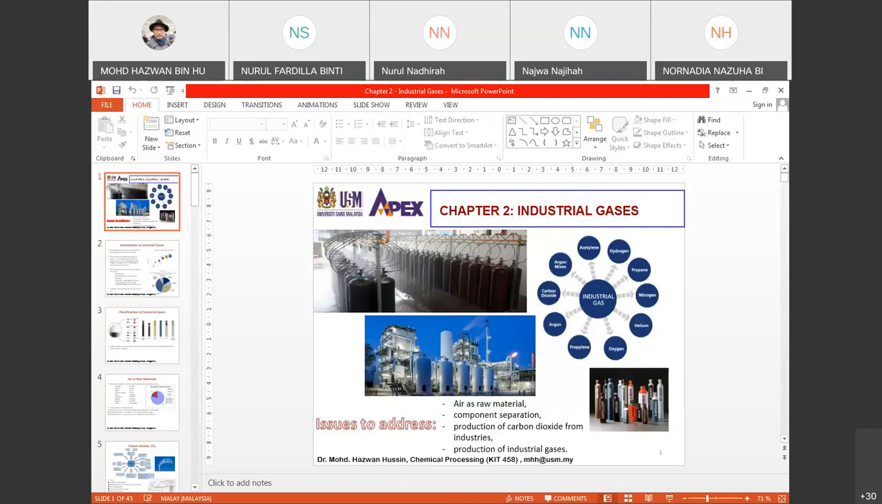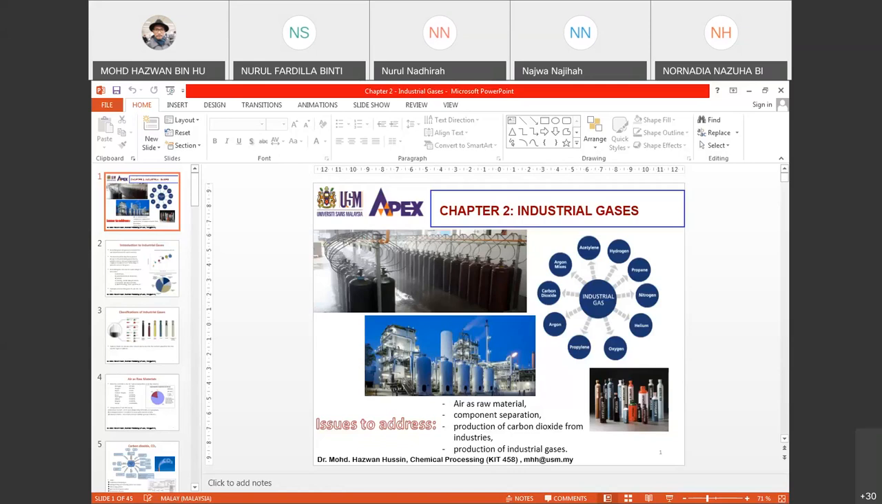So for today, we are going to start with a new chapter. It is actually on industrial gases. This chapter is considered one of the important chapters. Why? Because it tells how you can manufacture gas for industrial purposes. For example, ammonia is produced by the Haber process, the combination of hydrogen gas with nitrogen gas in the presence of a catalyst that eventually produces ammonia, NH3.